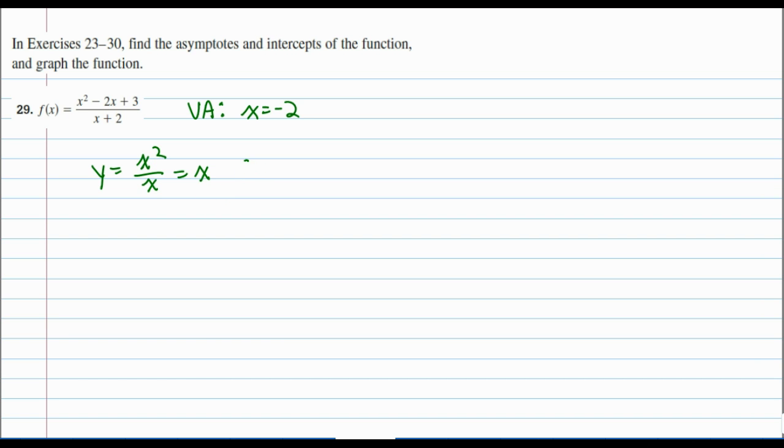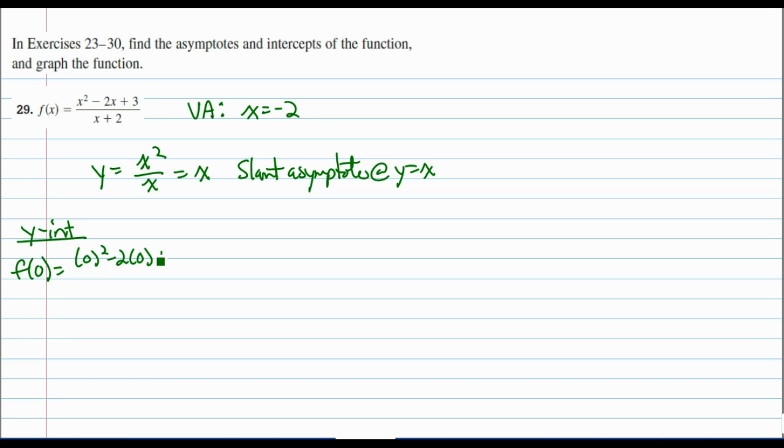So there is a slant asymptote at y equals x. Now let's look at the y-intercept. The y-intercept occurs when we plug in 0 for x. So that's 0 squared minus 2 times 0 plus 3 all over 0 plus 2. That's going to be (0, 3/2). So when I plug in 0 for x, I get 3 halves on the y-axis, which is why that is a y-intercept. It's going to cross through the y-axis at 3 halves.